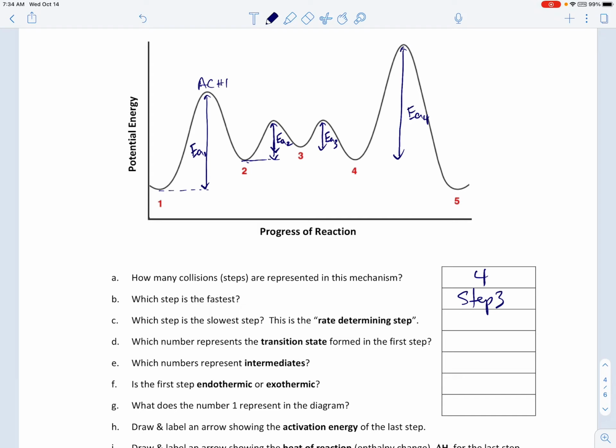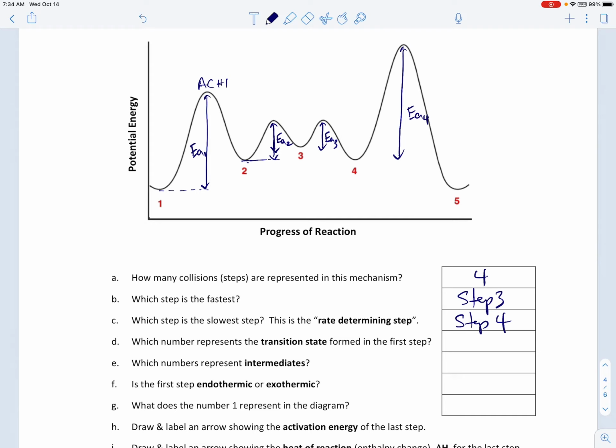The slowest step has the largest activation energy. And so the largest one of those arrows that I've drawn, that would be step 4. I guess you could get a ruler and check, but I'm pretty sure step 4 is taller than step 1. The slow step, the biggest activation energy step, is the rate determining step of the mechanism.